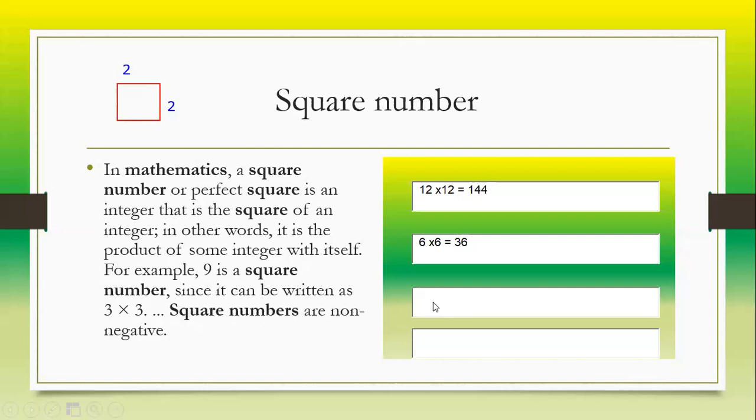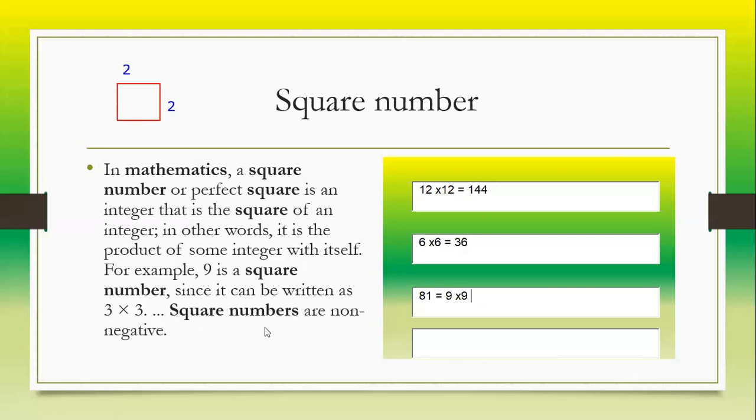Alright. Now, 81. Is it a square number? Yes, sir. The square number of 9. Okay, so 9 times 9. Is it right, Reagan? Yes, sir. Good. So how do you get a square number now? You just use two same numbers, multiply them, and you get a square number. Make sense? Yes, sir.